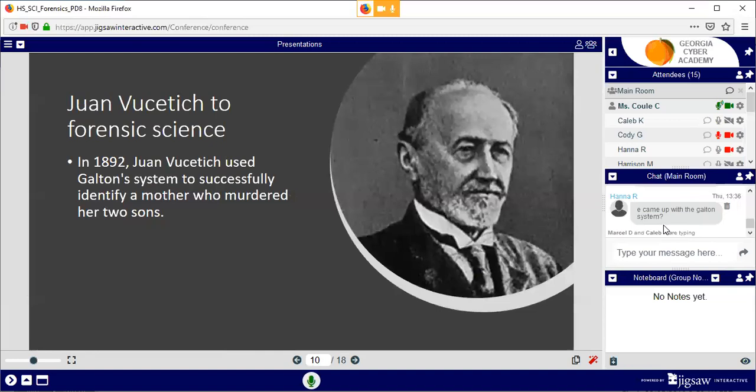No, he did not come up with the Galton system. Francis Galton did. He was the father of fingerprinting, but Juan Vucetich was the first one to use it to convict a murderer.